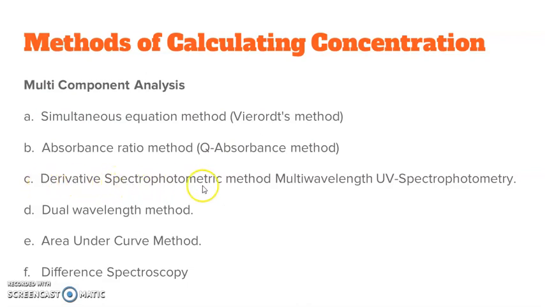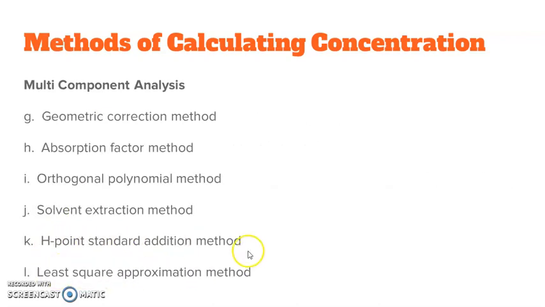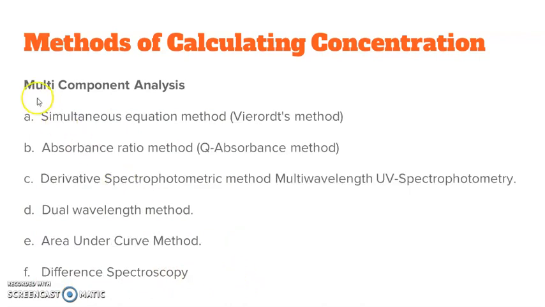The third is the derivative spectrophotometric method. This is also a widely used method in the publications, along with the simultaneous and absorbance ratio methods. The fourth one is the dual wavelength method, area under curve method, difference spectroscopy, geometric correction method, absorbance factor method, orthogonal polynomial method, solvent extraction method, H-point standard addition method, least square approximation method. So I'm not going into detail on all these methods, but I would like to emphasize the first three methods, and these are the most widely followed.